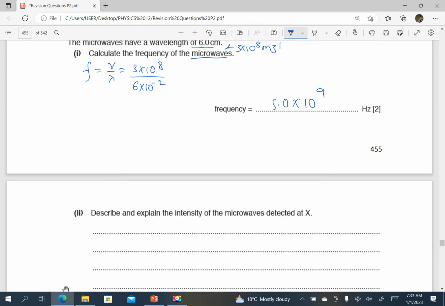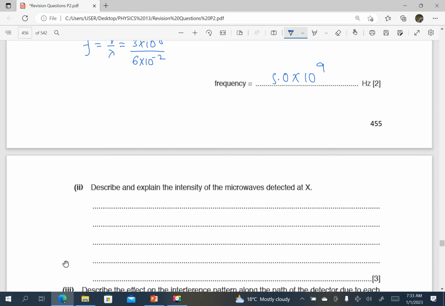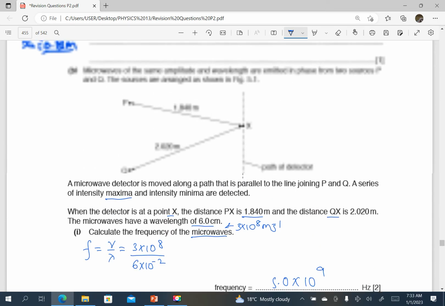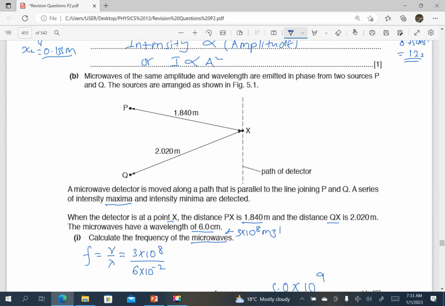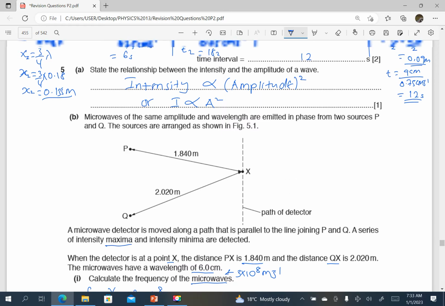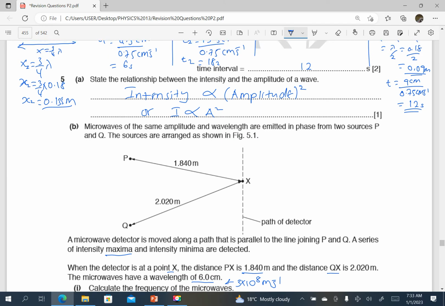Describe and explain the intensity of the microwaves detected at X. So we want to find out whether it is an intensity maximum or an intensity minimum. But how do we do this? We must find the path difference or the phase difference. Let's come back to the diagram and find the path difference. First of all, remember the wavelength is 6 centimeters.